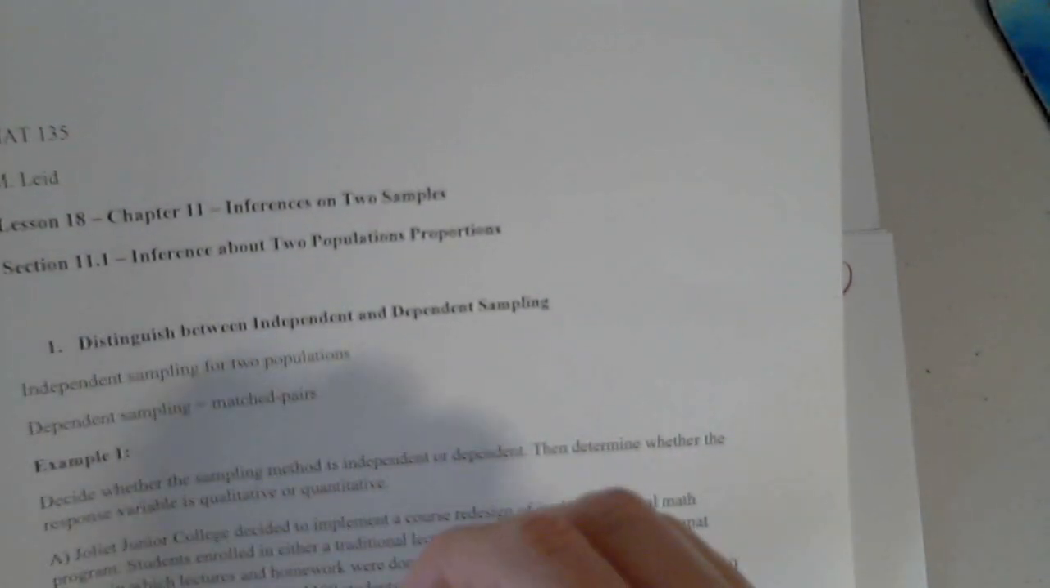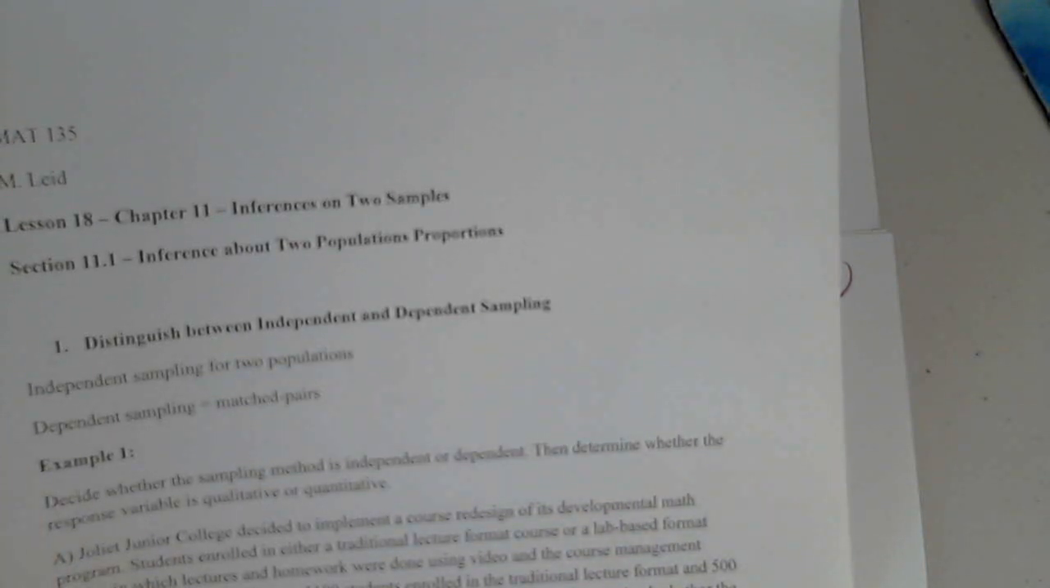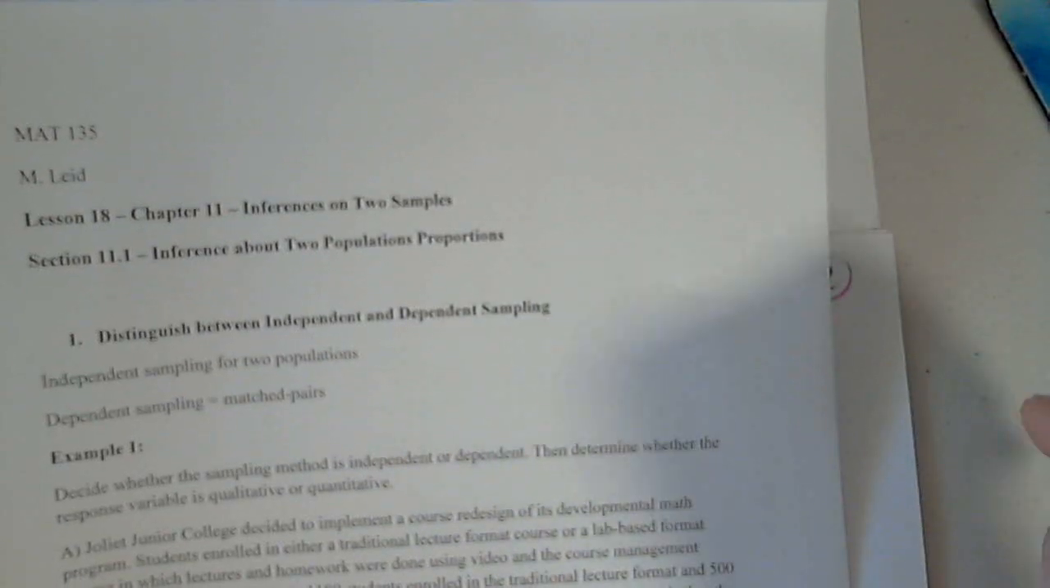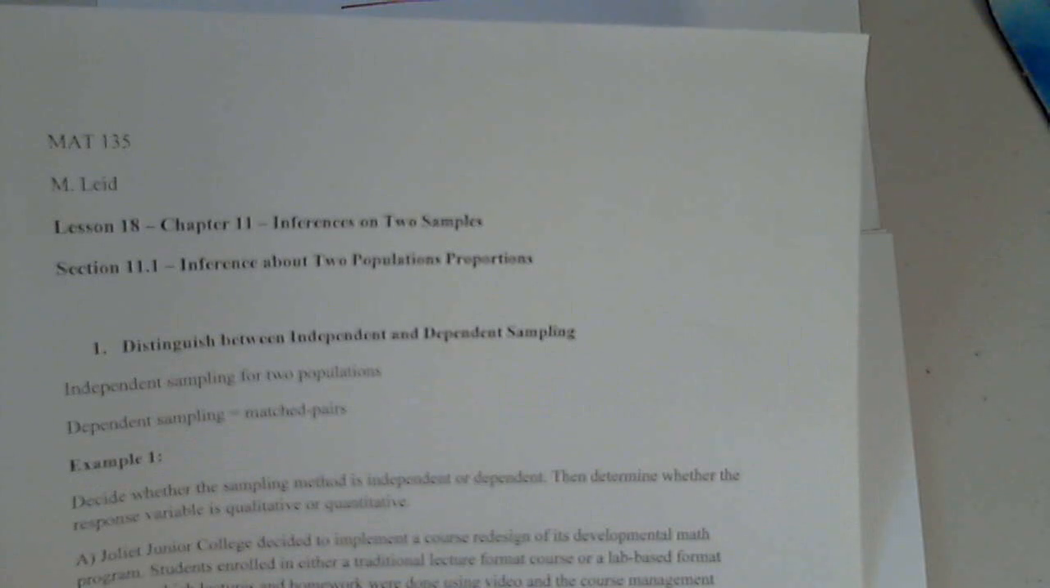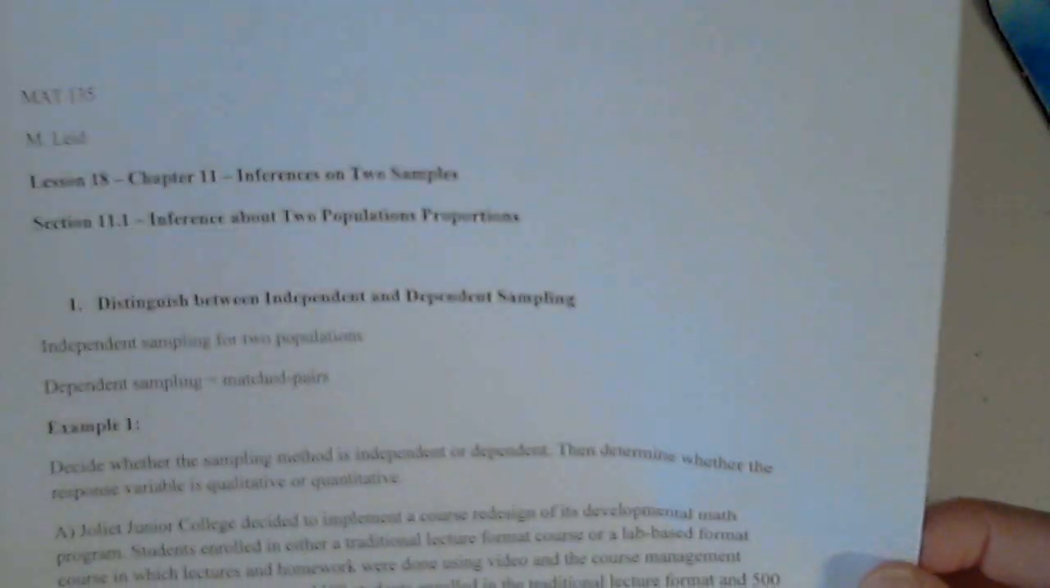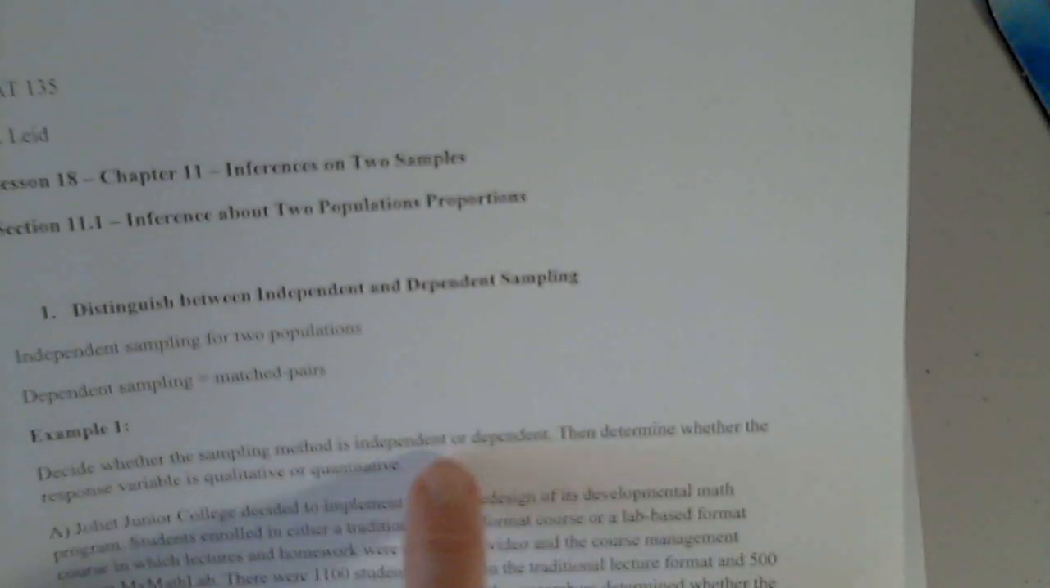So samples have to be independent for two populations, because if they are dependent, in other words, if we select from one individual for one sample, and if that individual triggers an individual in the second sample, they are dependent. Or matched pairs. Okay, so here is our first example: decide whether the sampling method is independent or dependent. Then determine whether the response variable is qualitative or quantitative.